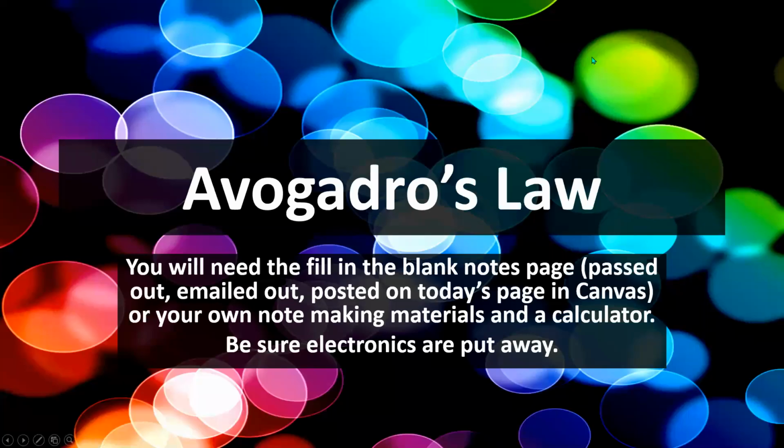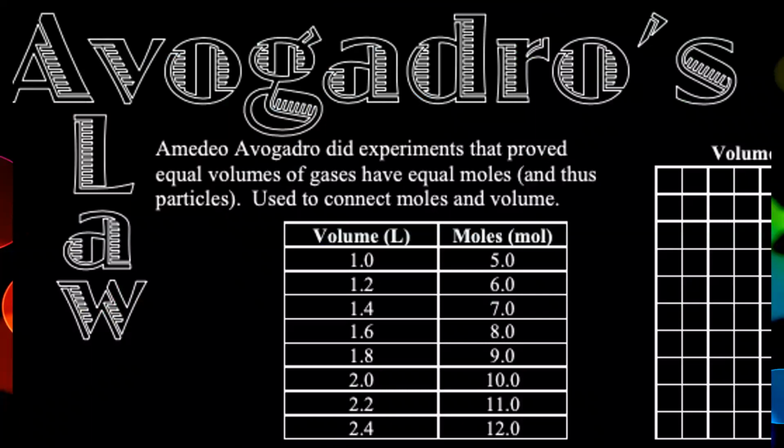There you go. We're going to look at Avogadro's law. So I know this is going to be shocking. Avogadro's law comes from the work of a guy named Emilio Avogadro. I know, that's shocking, isn't it? Yeah, exactly. All right, so Emilio Avogadro came up with Avogadro's law, and it proves that equal volumes of gases have equal number of moles, and thus particles.